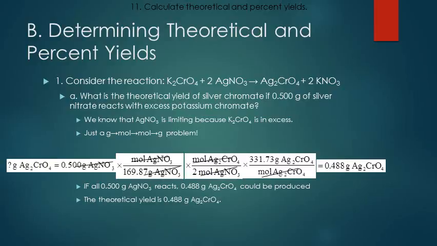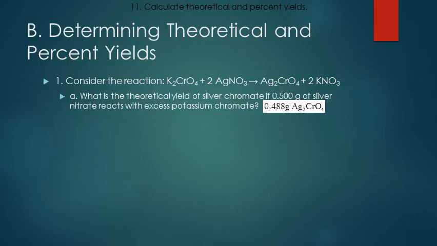Now note, this question could have also asked us to find the theoretical yield of the potassium nitrate, and we would do the problem the same way, with the exception that we would find the mass of potassium nitrate instead of the mass of silver chromate that we did here. Alright, so we've answered question A. We've determined that the theoretical yield is 0.488 grams of silver chromate.